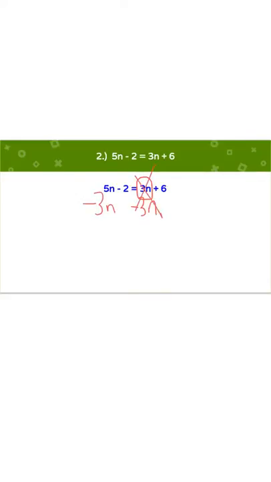That cancels out the 3n, and we have 5n minus 3n. They're different signs, so you subtract. 5 minus 3 is 2n, and the 5 is bigger, so it stays positive. Then bring down everything else. You have a negative 2, the equals, and a positive 6.